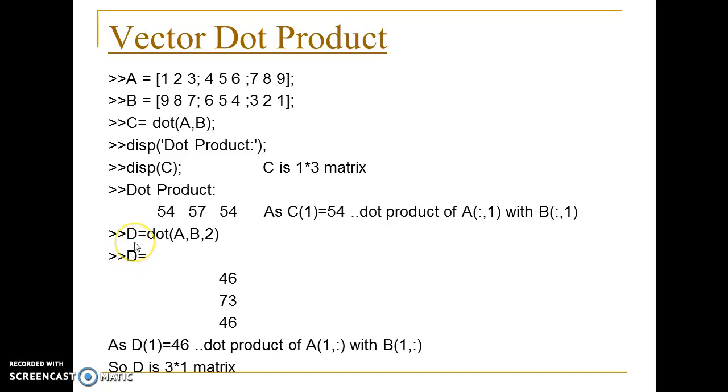Similarly, if I write D is equal to dot(A, B, 2), then the resultant D is a 3 by 1 matrix. So the answer is 46, 73, 46. Whereas D(1) is 46, which is the dot product of A(1,:) with B(1,:).